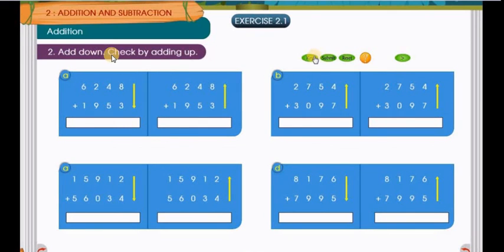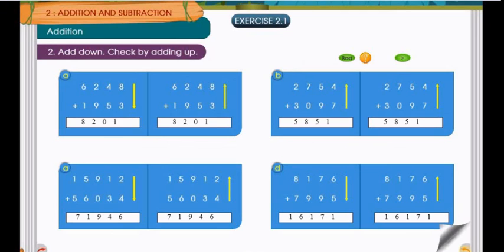Second one, add down, check by adding up. So here we have to add down. So 8 plus 3, 4 plus 5, like that. We have to add down and we have to check by adding up. Okay children, this is the method. Okay, so we will solve this one.